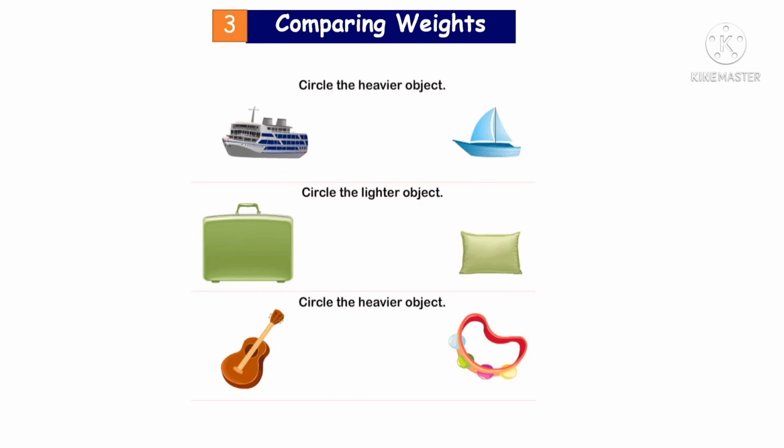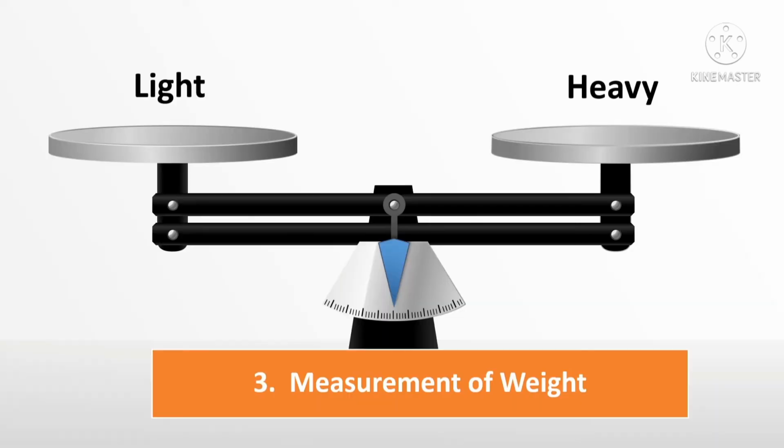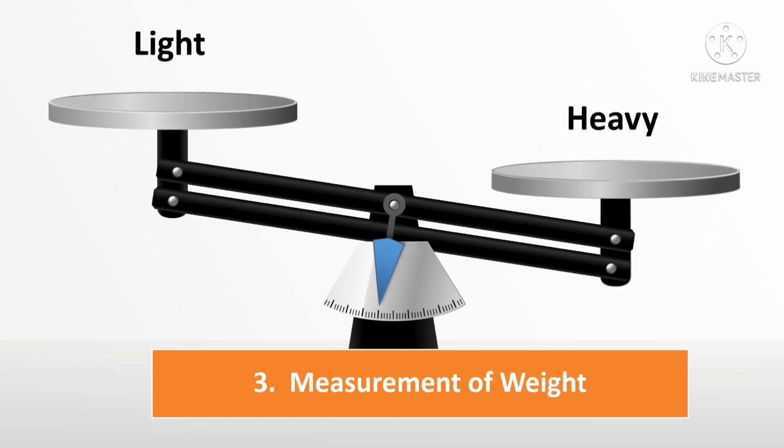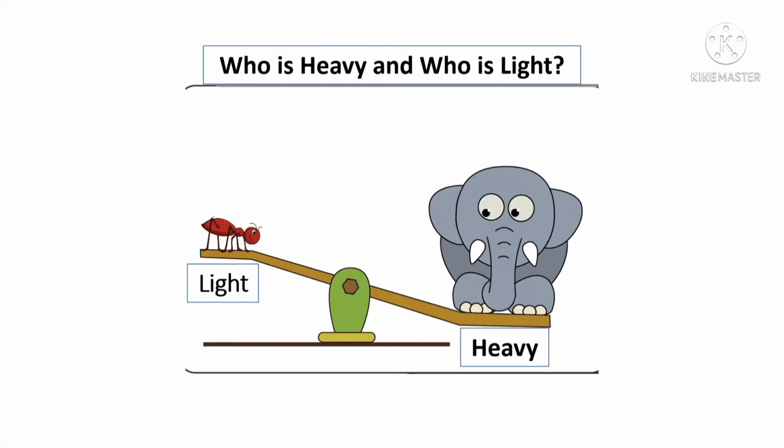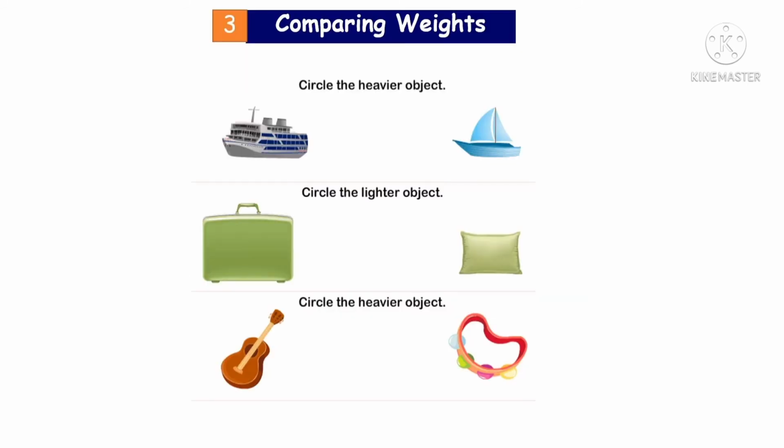Now these are the exercises for comparing the weights. You circle as instructed. Remember the balance scale. You can think of which one will be lighter and which one will be heavier when we put them on a balanced weighing scale. Let's complete our activity now.